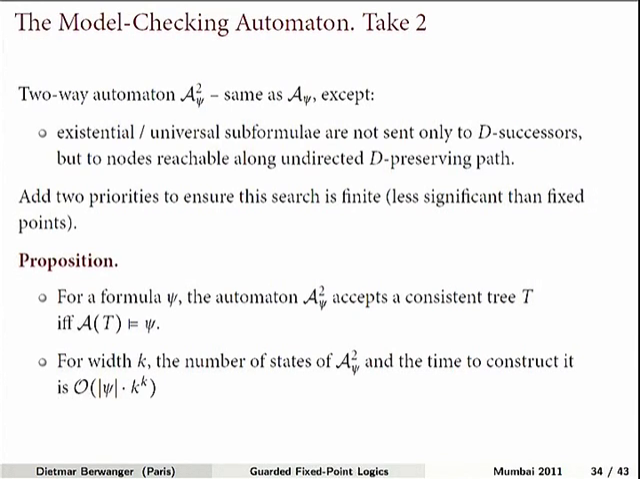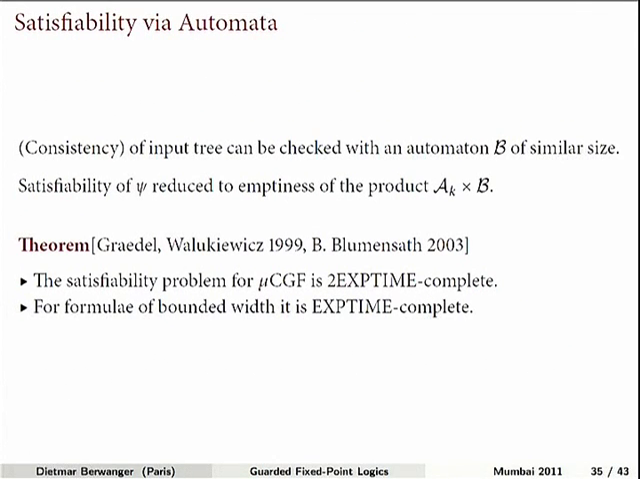And this is not too complicated to construct. Basically it's exponential in the width and linear in the size of the formula. Okay, so what we still need is to check consistency, but this is not something complicated. As I said, it's something local, and so we can do it with a deterministic automaton that is about exponential in the width. And then we have an automaton that is as good as the one in Rabin's proof. So we have an automaton that accepts exactly the compositions of models.